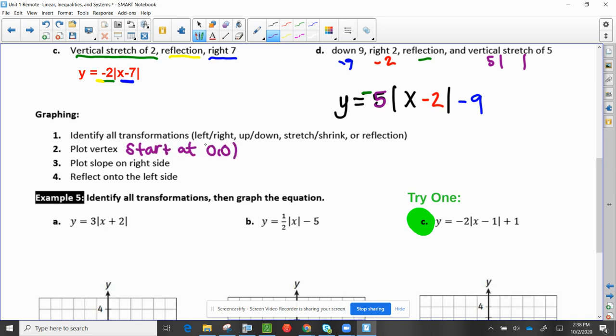You're going to start at the origin and then do your transformation from there, left, right, up, or down. And then anytime we have a stretch or a shrink, that's what they're talking about here, where we plot the slope. And then anytime we have a reflection, that means we're just going to flip it.